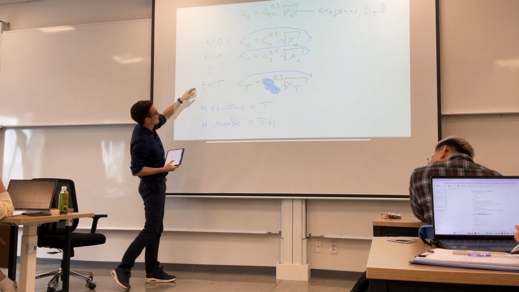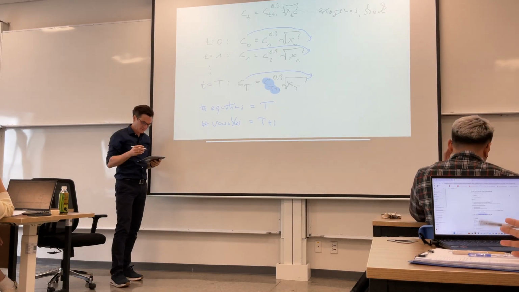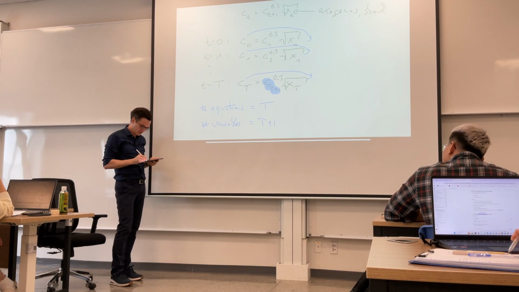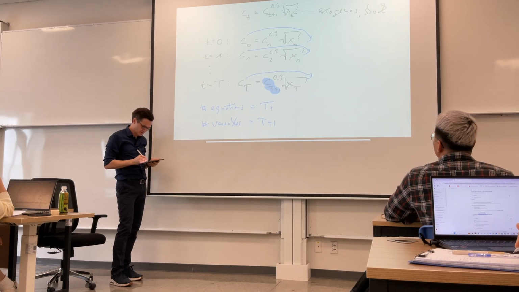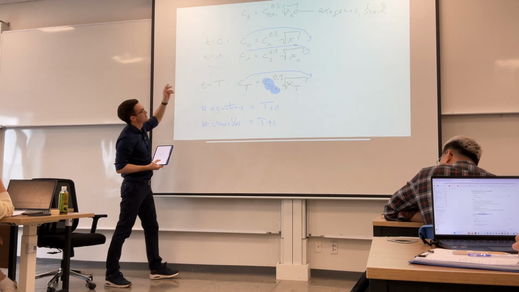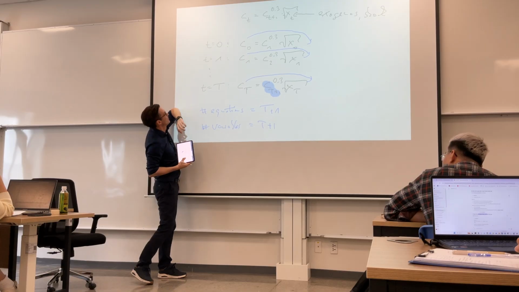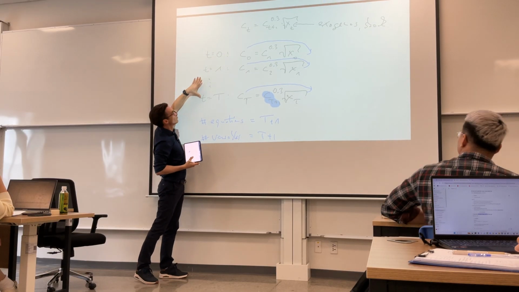I got you. Sorry. No. It's my mistake. I'm very sorry. So actually we have T plus 1 equations. Sorry about that, right? Because I did a bloody counting mistake. So this, of course, is T plus 1 equations.